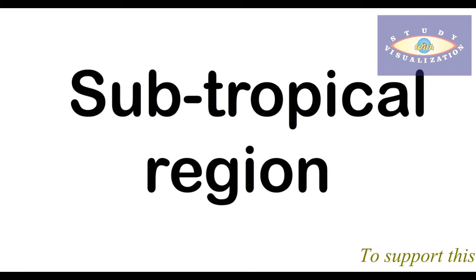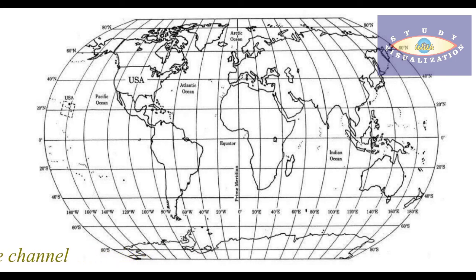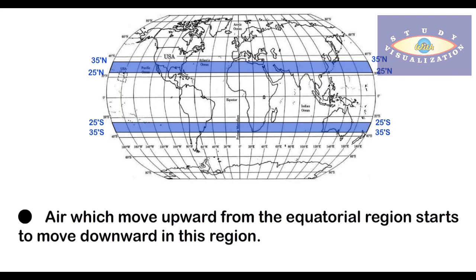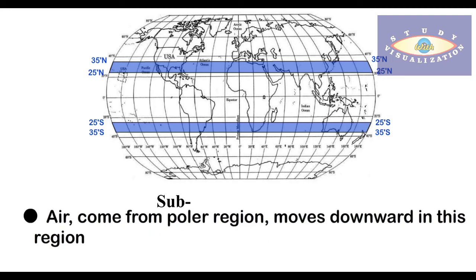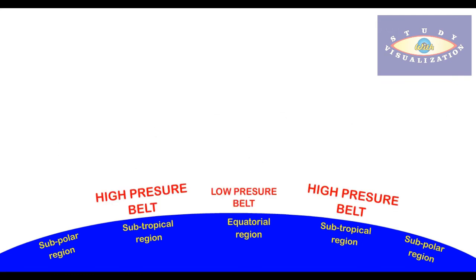In case of the subtropical region, air coming from the tropical region moves downwards in this region, and also air coming from the polar region moves downwards in this region. Thus the air density of this area becomes high, so a high pressure belt has been created in this area.